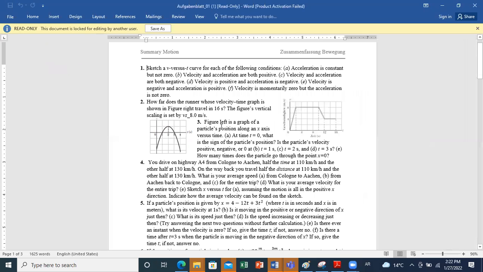Okay. Now, in figure 3 here, the figure to the left, a graph of a particle's position along an axis versus time is given. We want to determine, at time t equals 0, what is the sign of the particle position? Is the particle velocity positive, negative, or 0? And also we'll investigate acceleration, if it's positive or negative. So let us do the analysis of the graph.